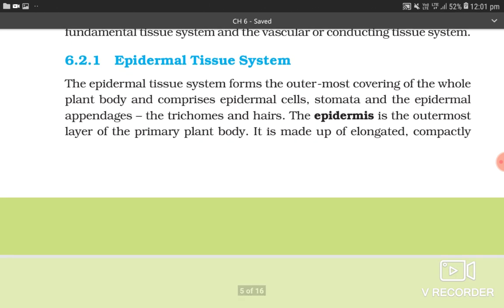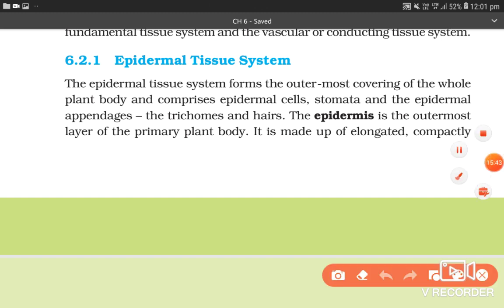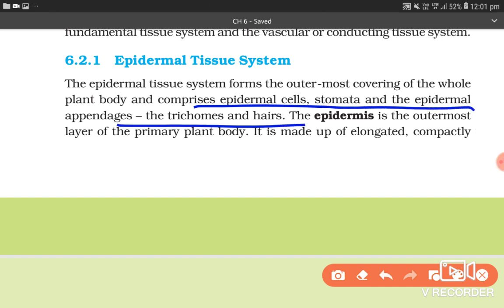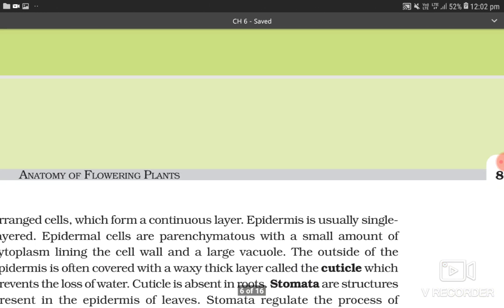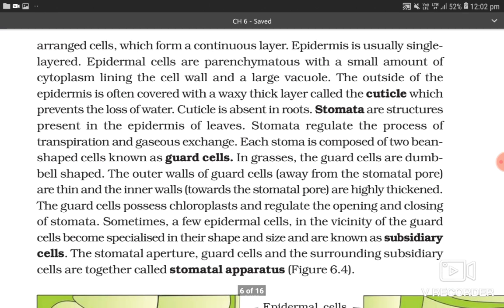6.2.1 Epidermal tissue system. Epidermal tissue system forms the outermost covering of the whole plant body and comprises epidermal cells, stomata, and the epidermal appendages, the trichomes and the hair. The epidermis is the outermost layer of the primary plant body. It is made up of elongated, compactly arranged cells which form a continuous layer.